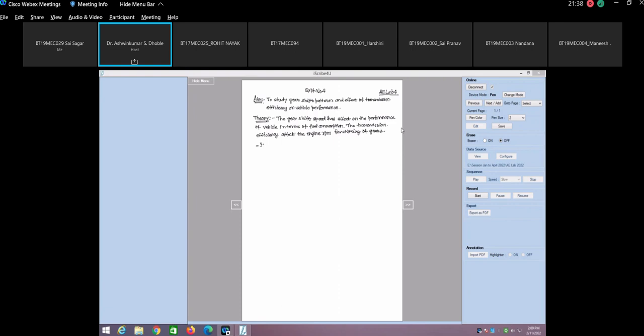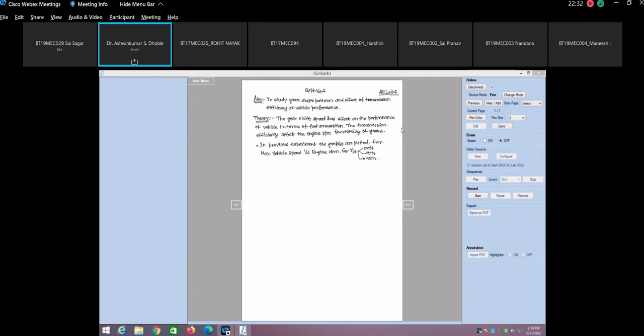So we say that in the previous experiment, the graphs are plotted for maximum vehicle speed versus engine RPM for transmission efficiency of 100%, then 97%, and then 95%.